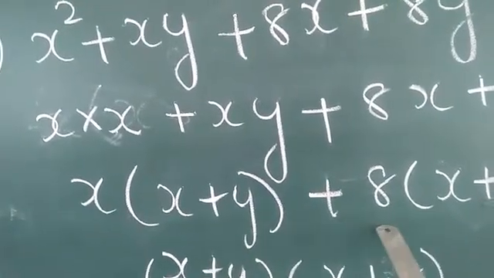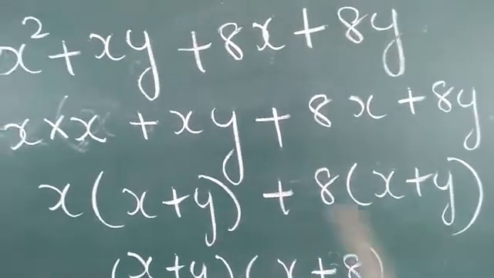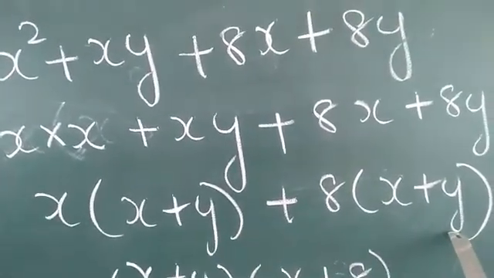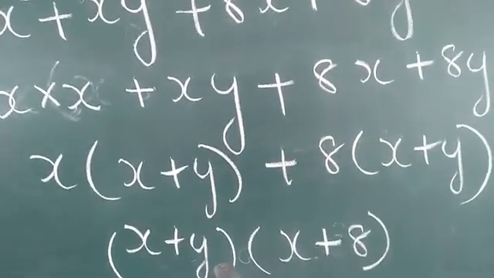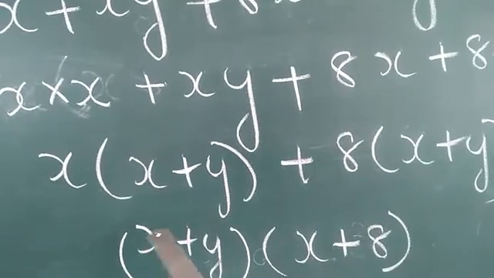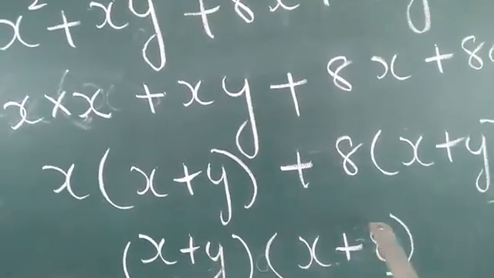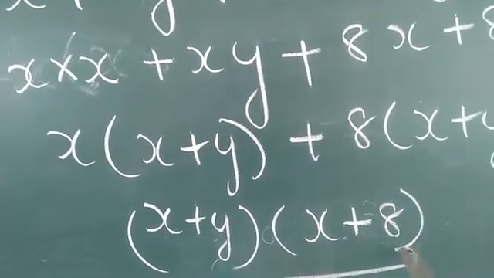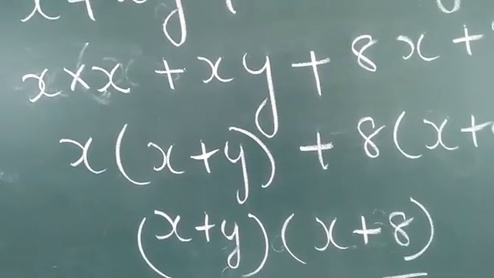From these two terms we can observe x plus y is the common factor. Here x into x plus y, here 8 into x plus y. x plus y is common. So we will write x plus y outside. Then x in x plus 8. Here x, here 8 is remaining. x plus y into x plus 8. These are the factors of this expression.